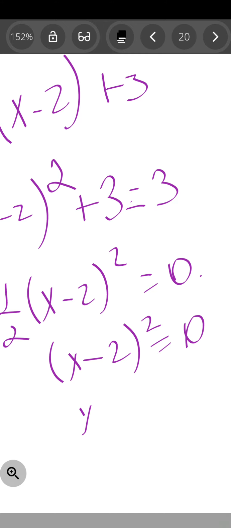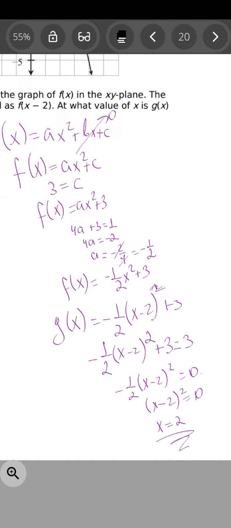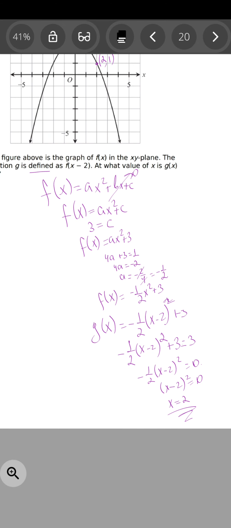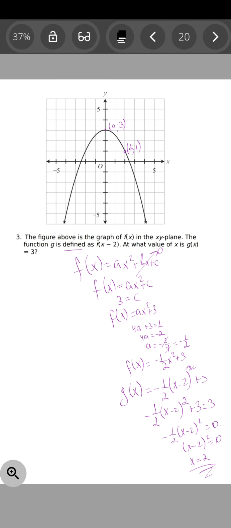And we find that x is equal to 2. So 2 is the answer to our question. And if x is equal to 2, then the value of the function g of x will be equal to 3.